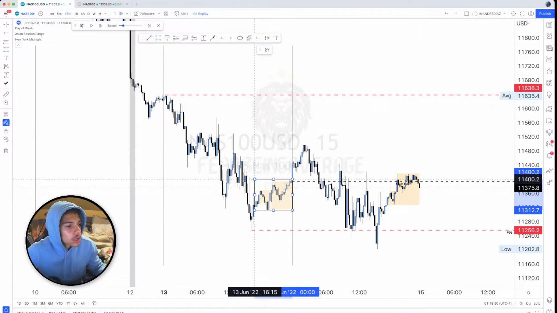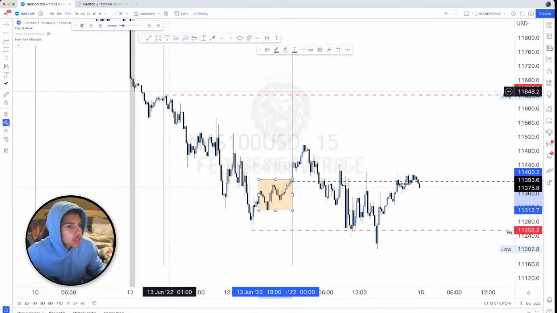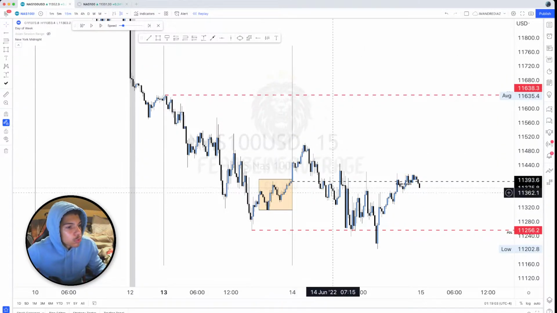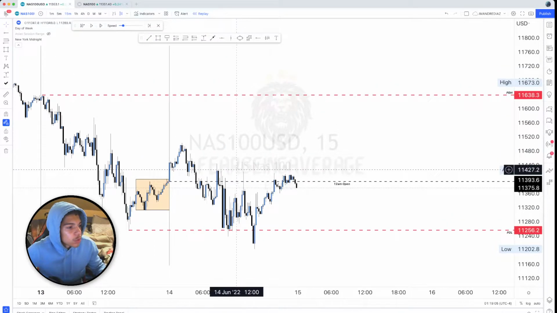And if you want to know where the indicator is, you can just look up Asian session range in the indicators, and you'll find 1,000 of them. It doesn't really matter which one you use. So just like that, we've got the previous day's high, the previous day's low, the 12 a.m. open, and the Asian session range.